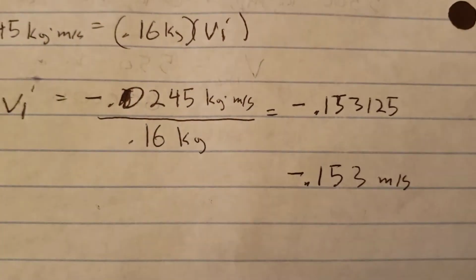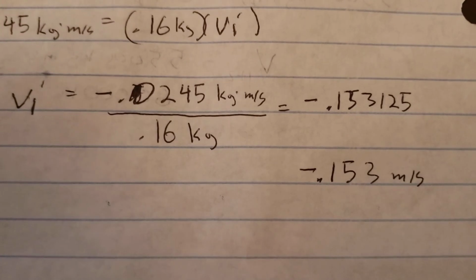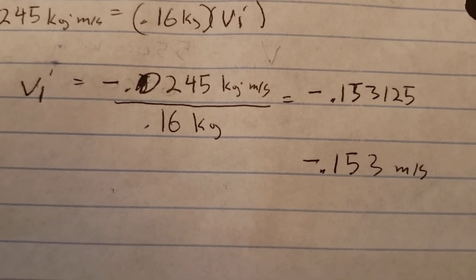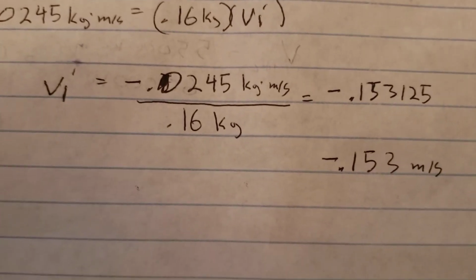The negative in this case simply indicates that the billiard ball is traveling in the opposite direction that it was originally traveling. That is all for problem 2.